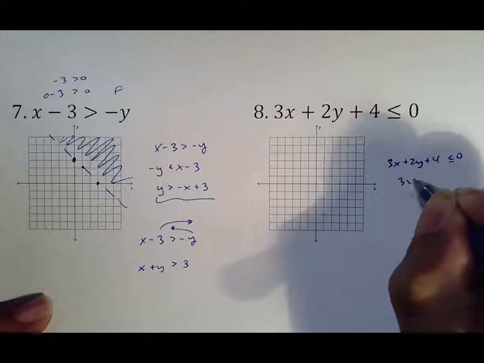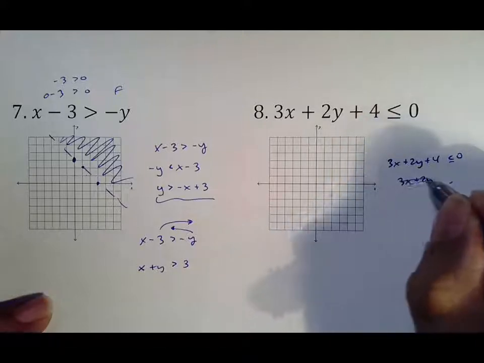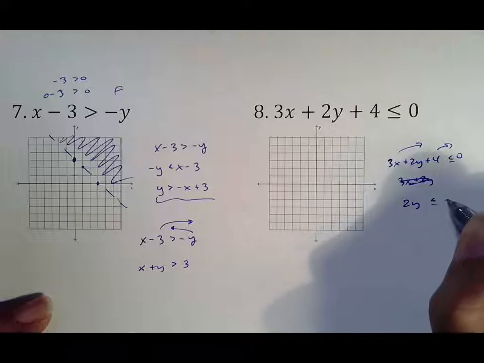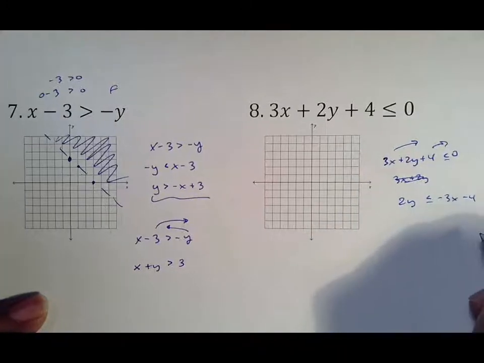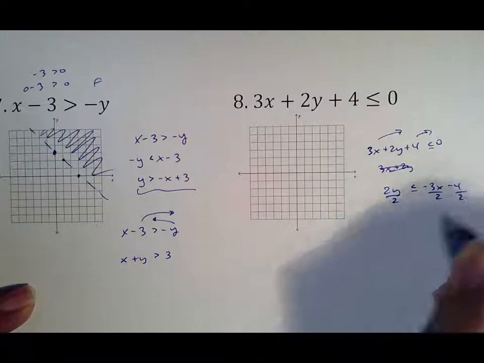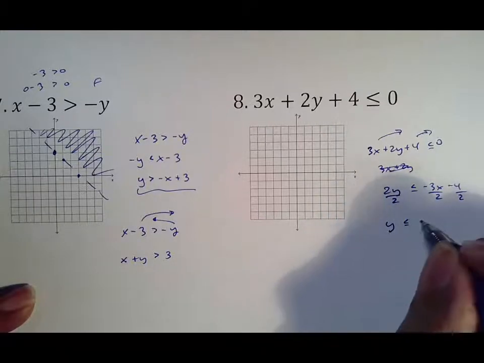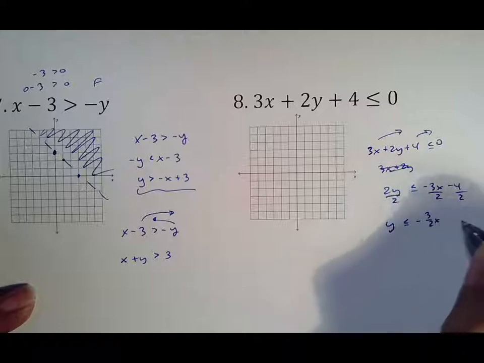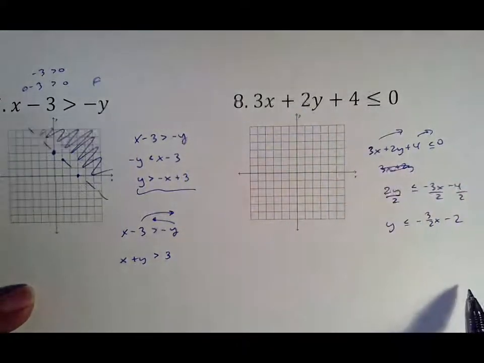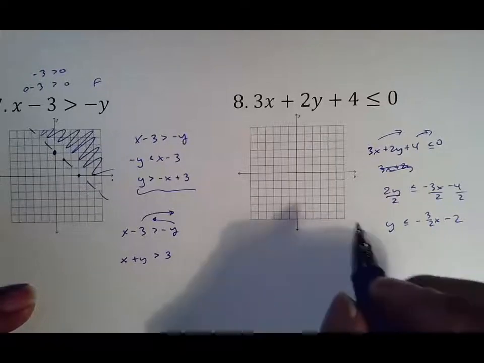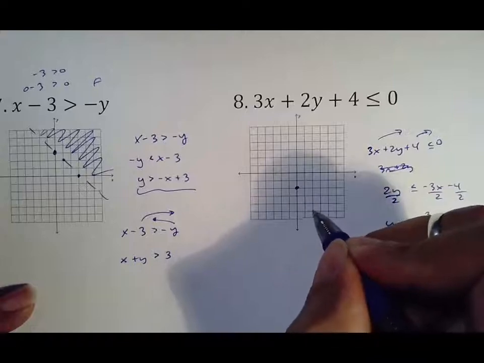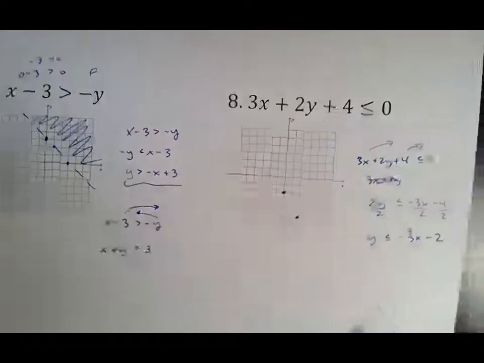So I'll get 3x plus 2y. Actually, I'll move both of these over because I want y by itself. So it'll be 2y less than or equal to negative 3x minus 4. And then when I divide everything by 2, I get y is less than or equal to negative 3 over 2x minus 2, which again is where I knew if I divided by the 2 attached to the y that I'd get a nice number. So down 2 dot, down 3, 1, 2, 3 over 2 dot, solid line here.